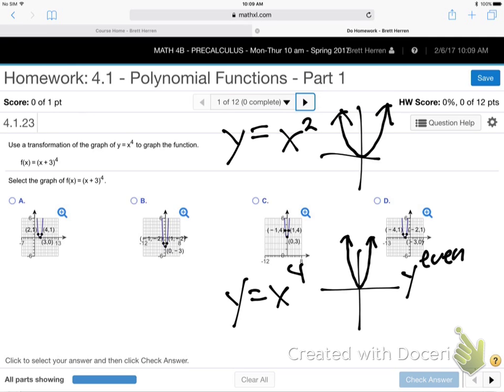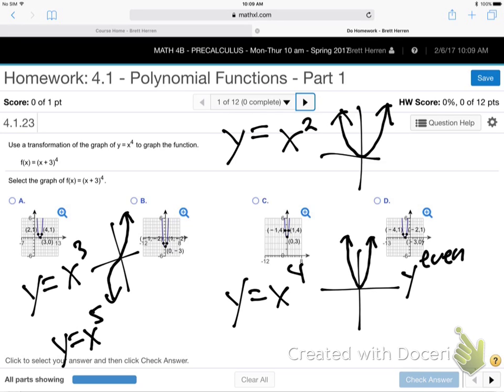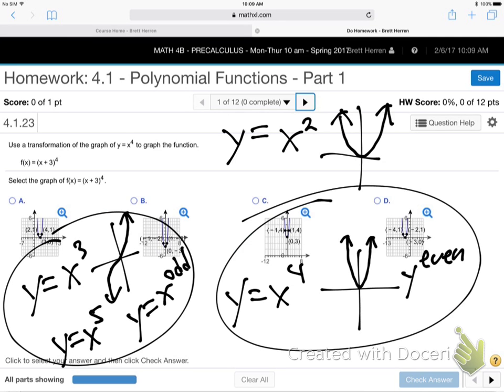What about if you have an odd power? We already know what x to the third looks like. It's the snake, lower left to upper right. What do you think x to the fifth looks like? The same thing pretty much. It just goes up faster and down faster. So any odd power basically looks like x to the third, and any even power basically looks like x to the second. They're just doing it faster is all.